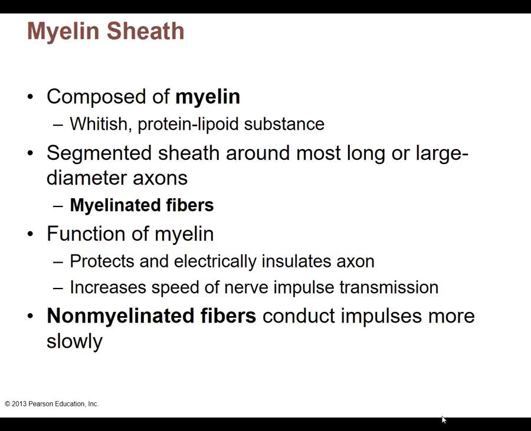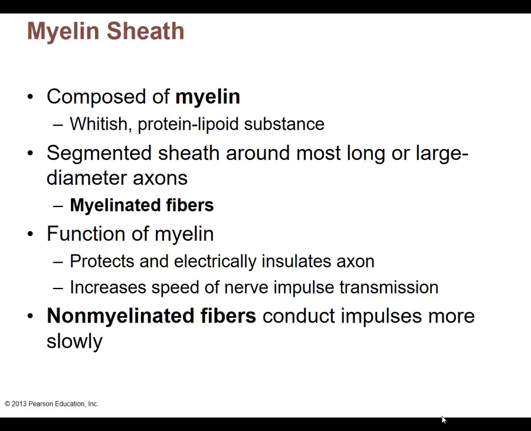Now, myelin is a whitish protein lipoid, so a lipid-like substance. We find myelin generally around long or large diameter axons. If that axon has myelin around it, we call them myelinated fibers. Usually long axons are called fibers, so we just call them myelinated fibers. Now, there are two main functions of myelin, which is why we care about it. One, it protects and electrically insulates an axon.